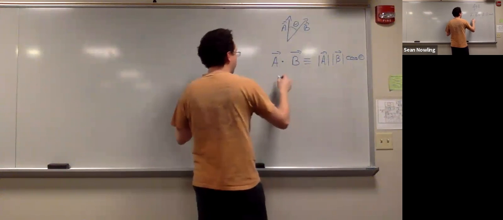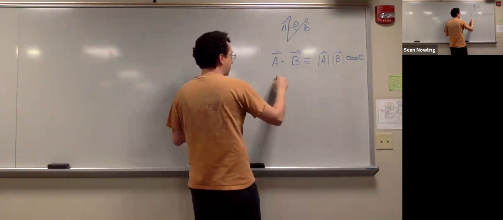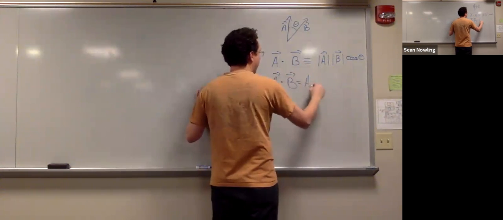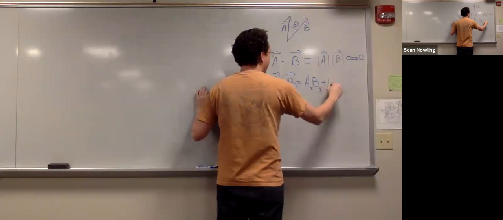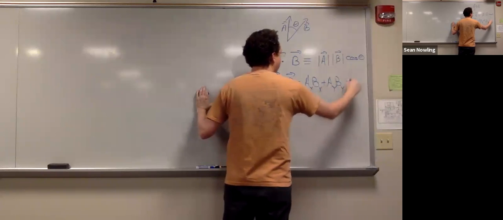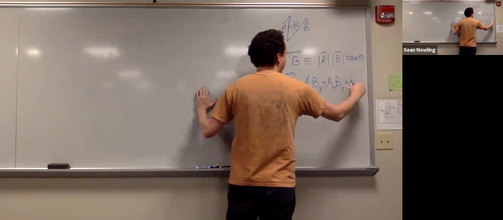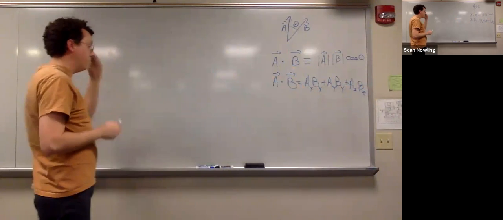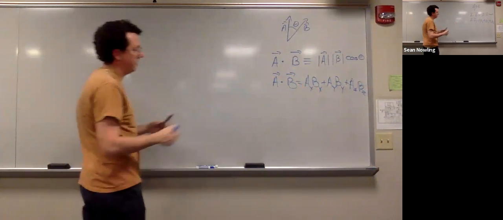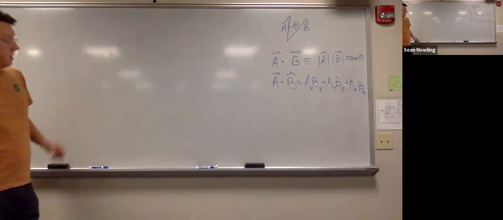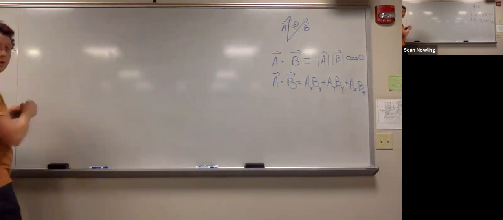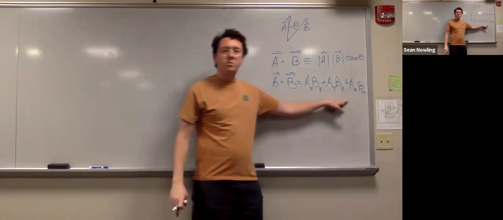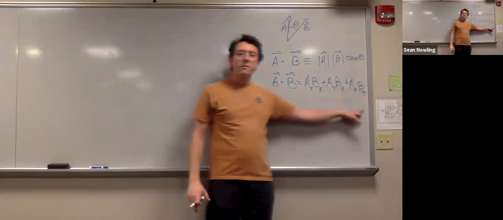I'm going to go ahead and write that. A dot B equals AX BX plus AY BY plus AZ BZ. Those are completely equivalent definitions. Take one of them as the definition, and you can derive the other. Okay, notice this is kind of familiar. We've seen this sort of structure before. Haven't you seen this before?